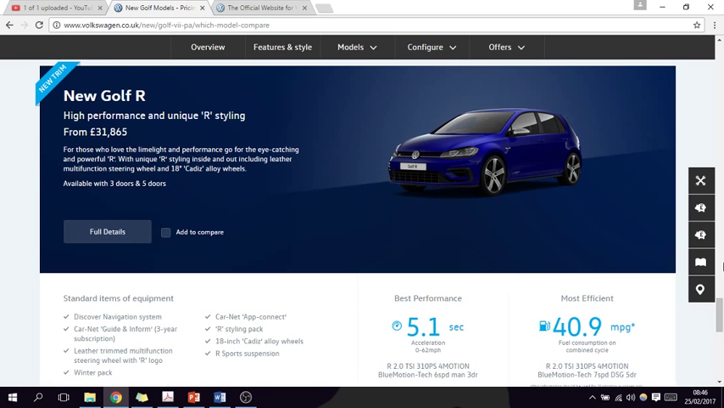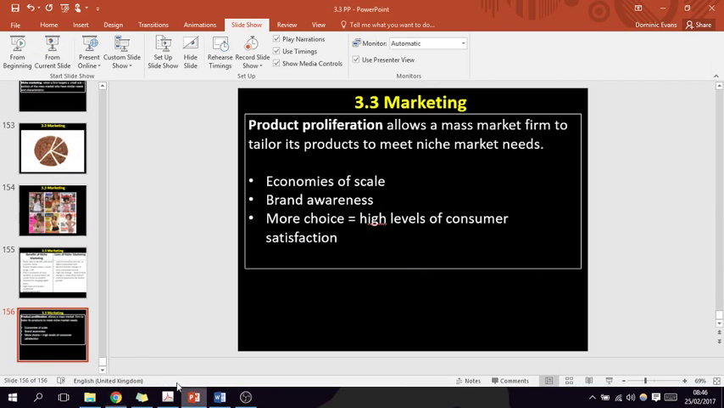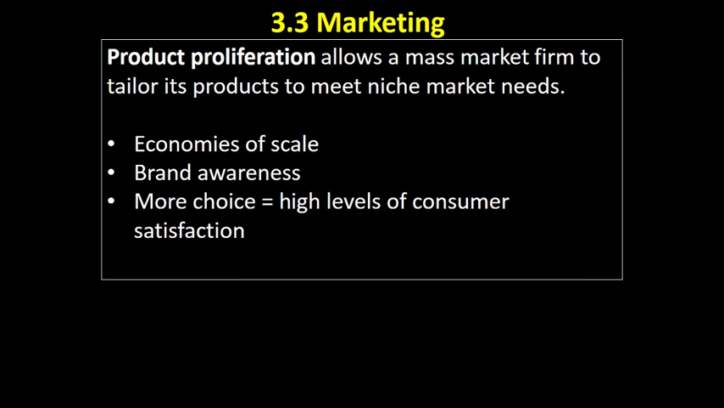And so what Volkswagen are doing is they are trying to benefit from mass marketing. The Golf is a mass market product. They produce it en masse. They benefit from economies of scale, but there's huge brand awareness. But by doing product proliferation, they're giving people more choice, higher levels of consumer satisfaction, and it kind of allows them to benefit from both having a mass market product and meet different market niches' needs within that range.